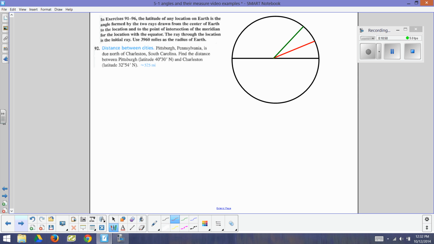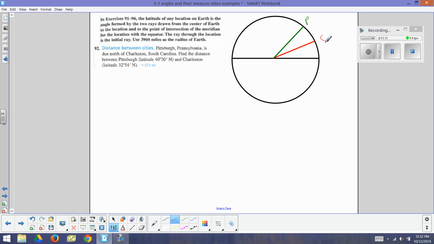92, the distance between cities. I want to find the distance from Pittsburgh, which is due north of Charleston. So there's Pittsburgh right there on the side of the earth, and Charleston is right there. Find the distance between those.